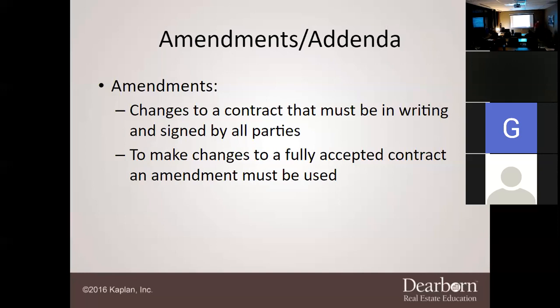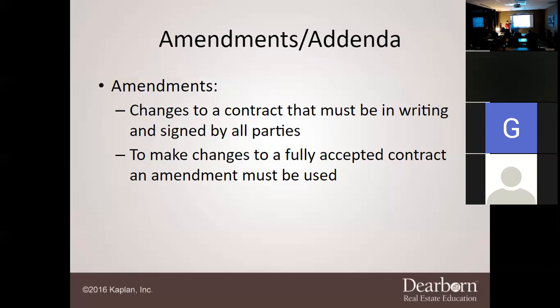What's ADD? And what's that mean? You add something to it, right? So amend in this situation is we're changing something in the contract, while addenda is we're adding something. So one we're changing, the other we're adding to. Okay? So an amendment changes to a contract that must be in writing and signed by all parties.